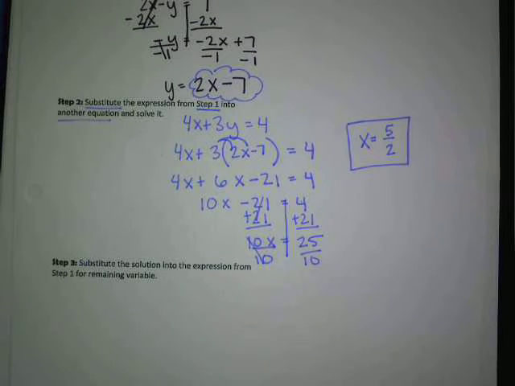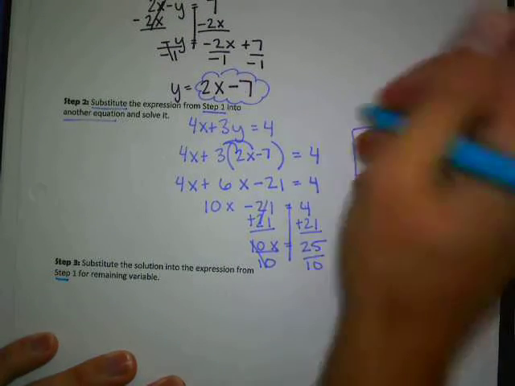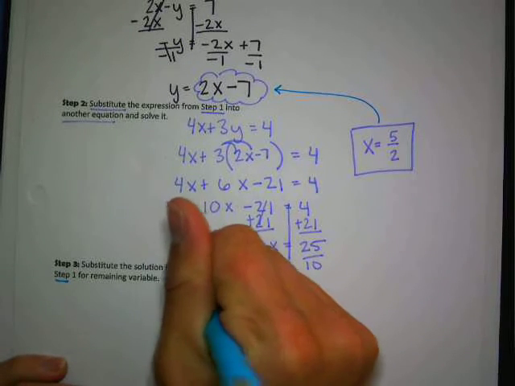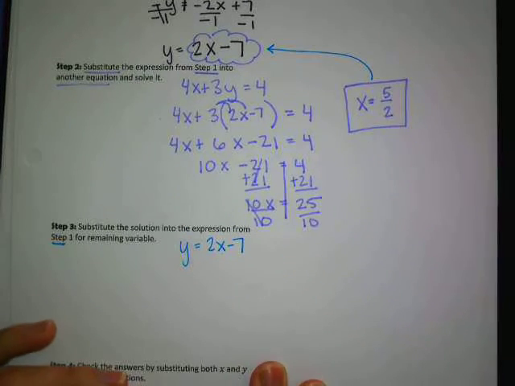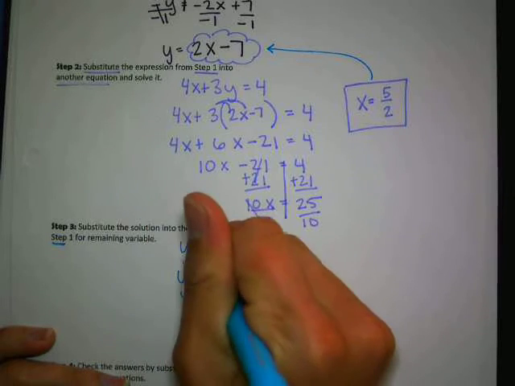All right, step 3. It says substitute your solution into the expression from step 1. You can actually substitute x in wherever you want and you'll still get the answer, but the easiest thing to do is to substitute it into the expression from step 1. All right, so my expression was y equals 2x minus 7. And what am I subbing in for x? 5 over 2.